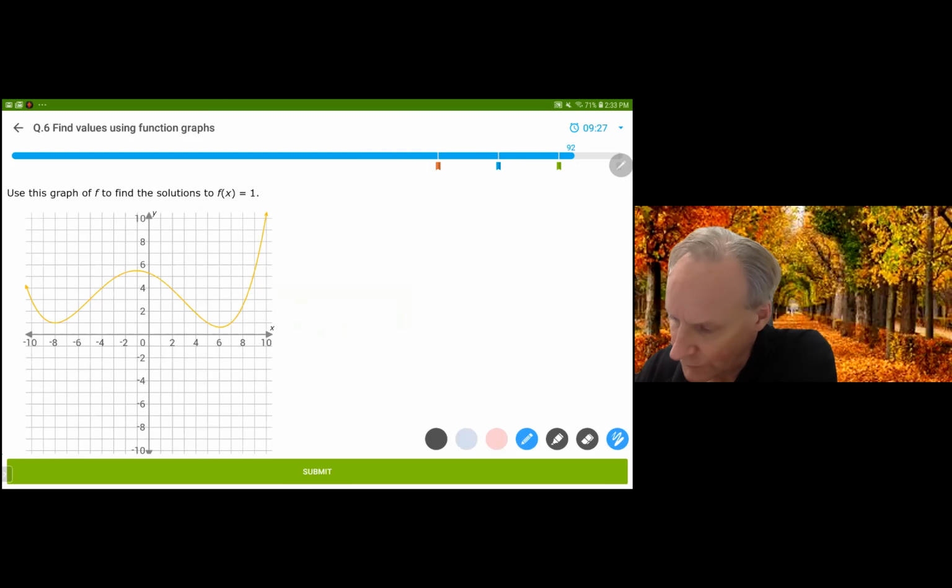F of x equals 1. That happens here, here, and there. -8, 5, and 7.